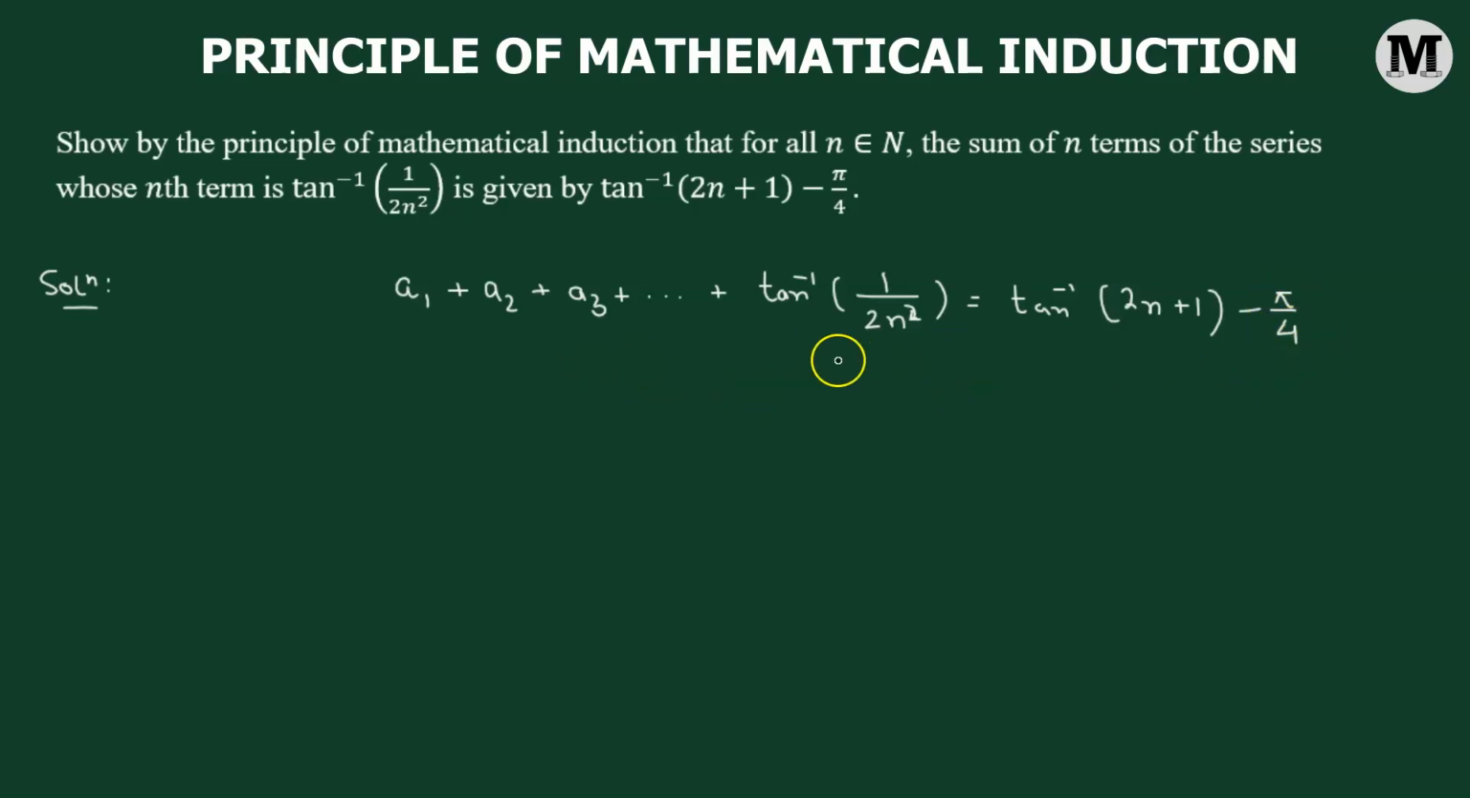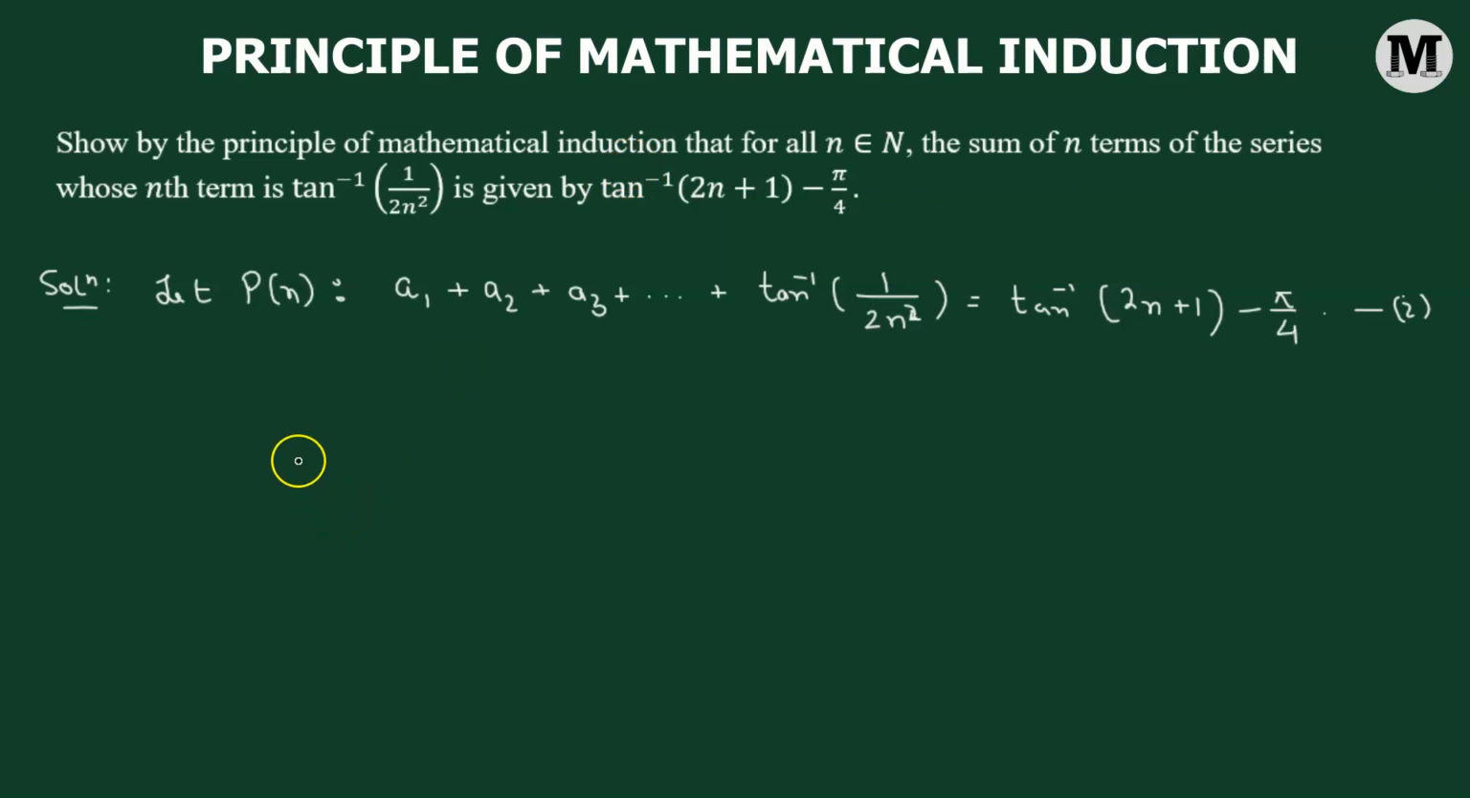Now we do not have to show here that the sum of this series adds up to tangent inverse of 2n plus 1 minus pi over 4. Rather, we have to show that this statement is true for any natural number that we pick up. So we'll convert this into a mathematical statement. Let P of n be a statement such that we have this series. We have successfully converted it into a mathematical statement. We'll have to show that the statement P of n is valid for all n belonging to the set of natural numbers by using the principle of mathematical induction.